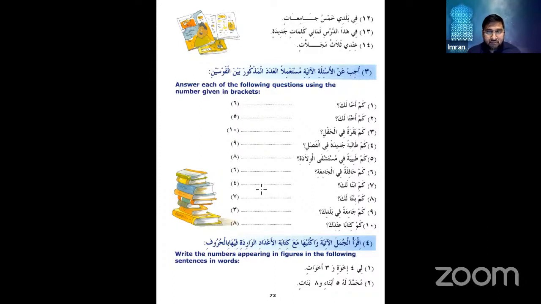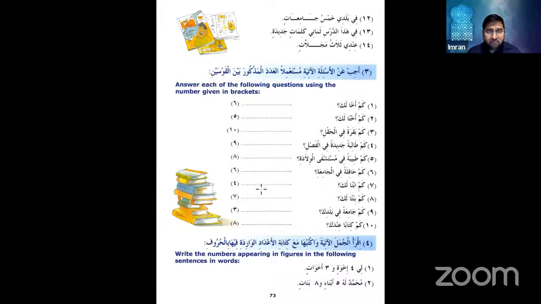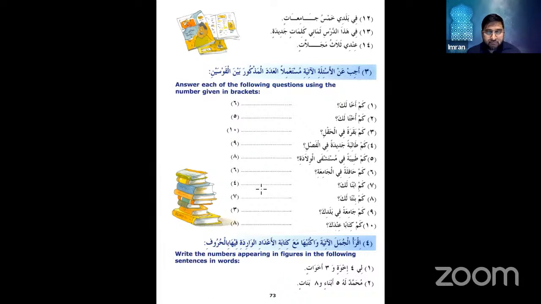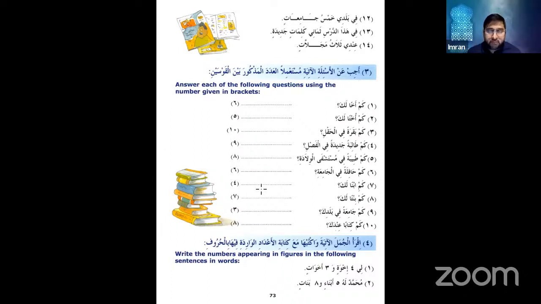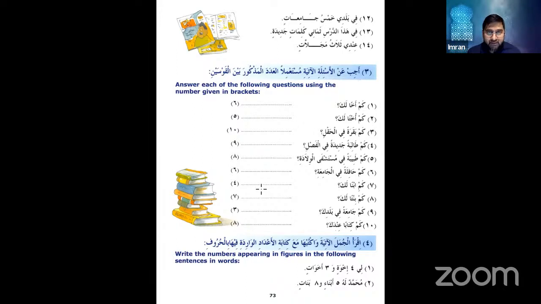7 and 8. كم ابنا لك, how many sons do you have? لي أربعة أبناء. I have 4 sons. Correct. كم بنتا لك, how many daughters do you have? لي سبع بنات. I have 7 daughters. Correct. And finally, who has not had a chance yet?